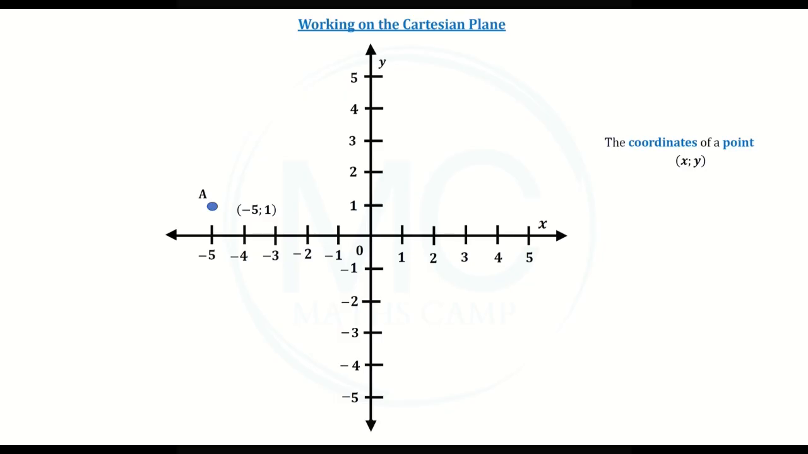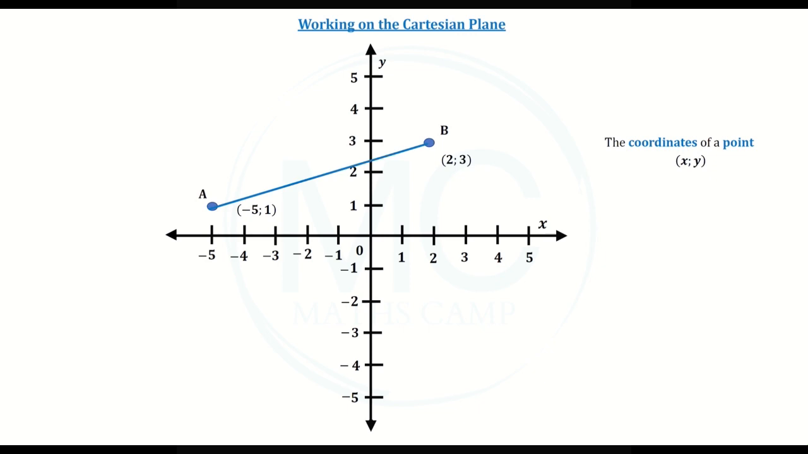Let's do one more. Point B is in the top right-hand side of the page, so x and y are both positive. X is 2 units to the right of the origin, so the x-coordinate of this point is 2, and y is 3 units above the origin, so the y-coordinate is 3, and we can write our coordinates as 2, 3. Now we can join these points and draw a straight line, like we've done when working with functions.